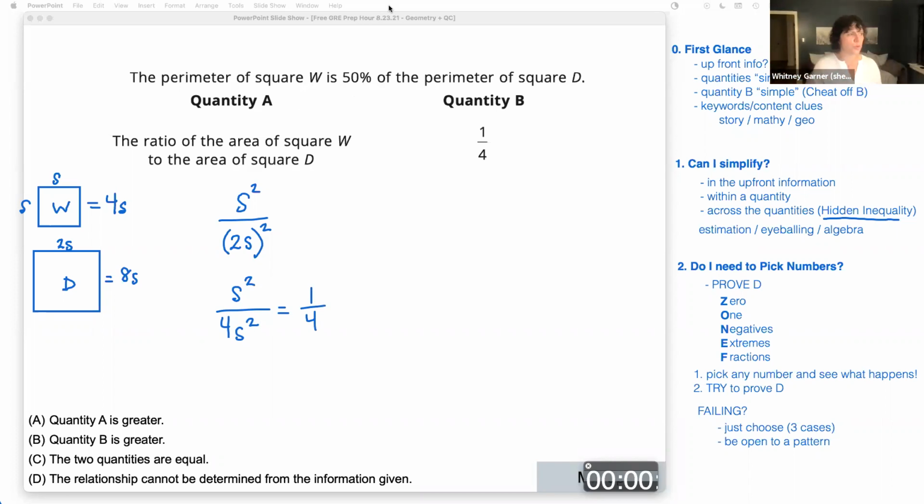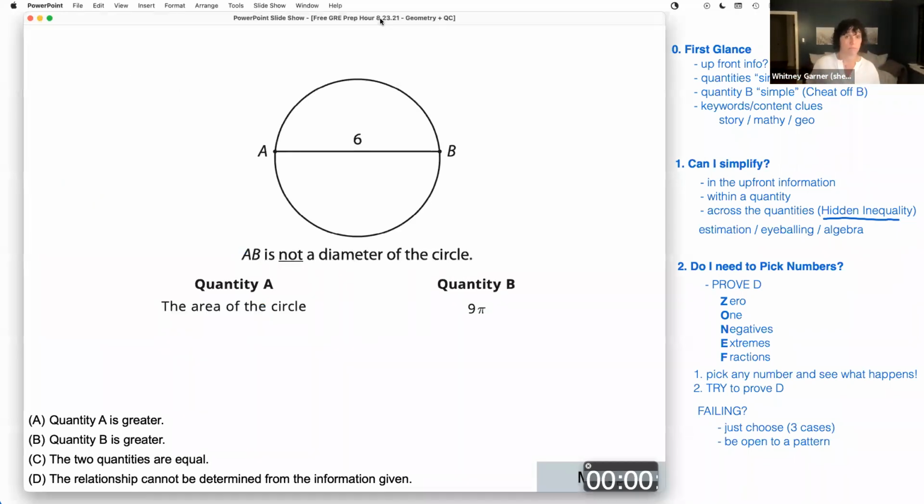What do I do though? Let's try another shape. Let's try circles. What do I do in this case? So this is not the diameter of the circle. This time I have upfront information. My quantities are not simple. In fact, my quantity B, although it has pi, is a simple value. If I needed to estimate, pi is 3.14. So I could say that this number is 9 times 3.14, but it is a sort of simple value.